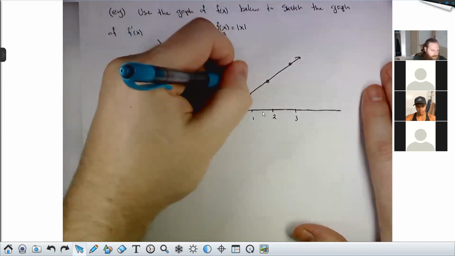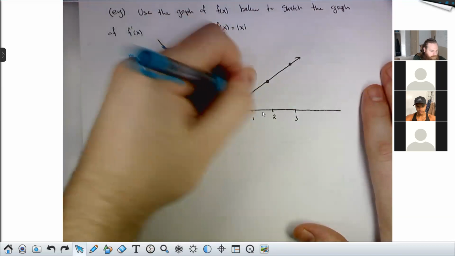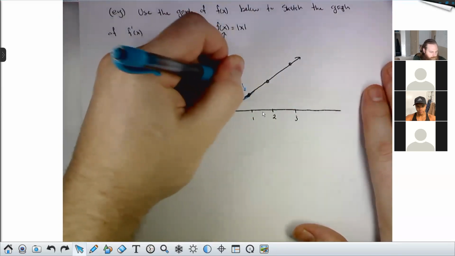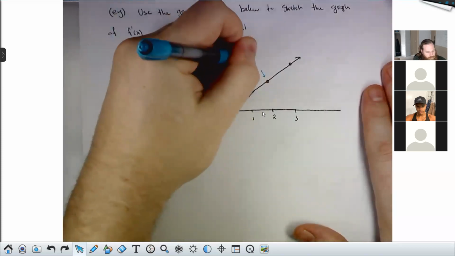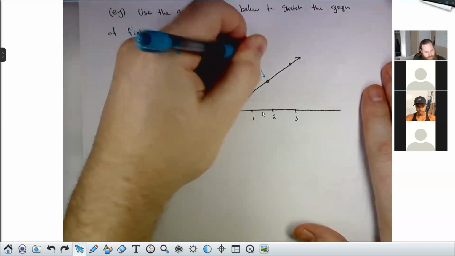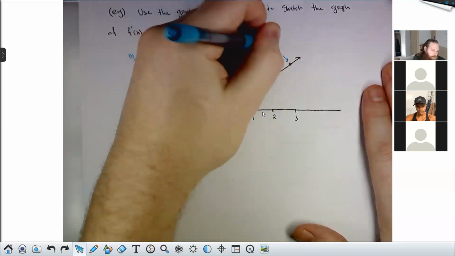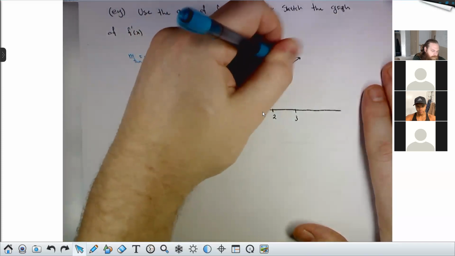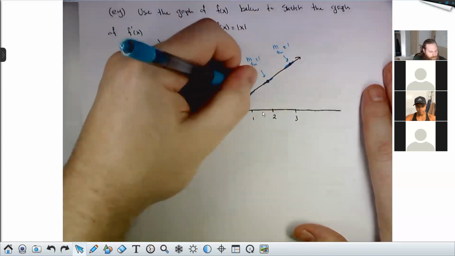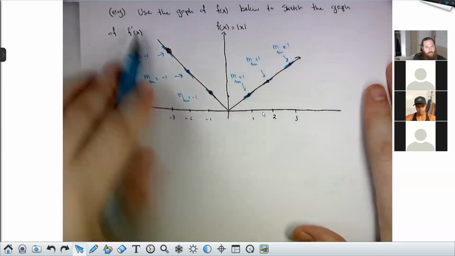And if you play that same game over here, if you draw in a little tangent line, this looks like it has slope +1. And this one looks like it also has slope +1. Everywhere here, the tangent line is the same line, right? The slope is just +1 over here and -1 over here.